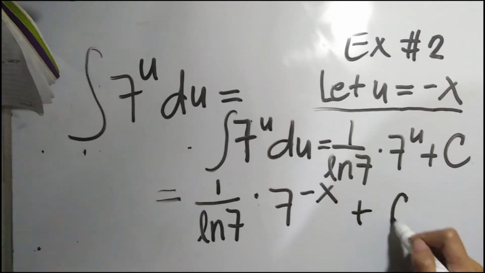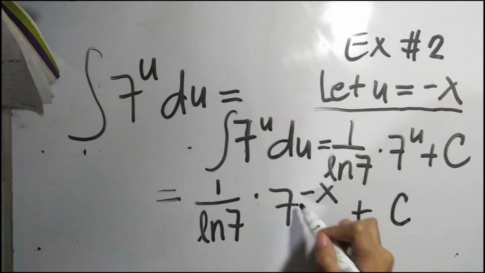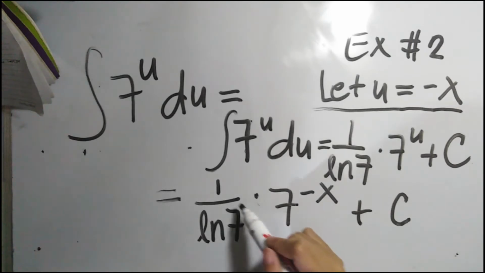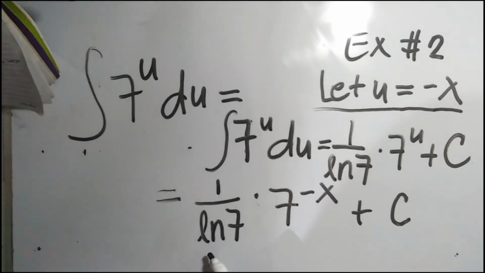So it will now be the antiderivative, 7 to the negative x, multiplied by 1 over ln with the base, which is 7, plus c. And that would be all. I hope you enjoyed and learned something in this discussion. Thank you.